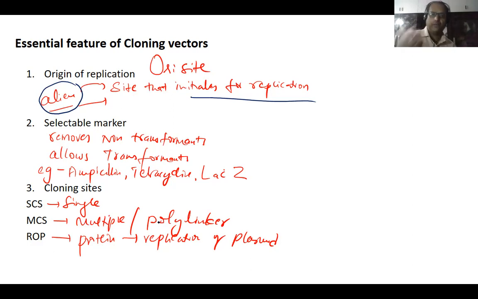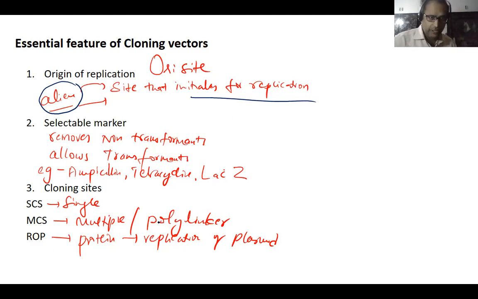Suppose you are dropping it somewhere else, it will not initiate the replication process. You have to drop a person at the concerned destination only, then only will he get into his house. If you drop him 1 kilometer before his destination, that is not the way of dealing with things. You have to drop him at the correct destination, so then only the initiation of replication will occur.